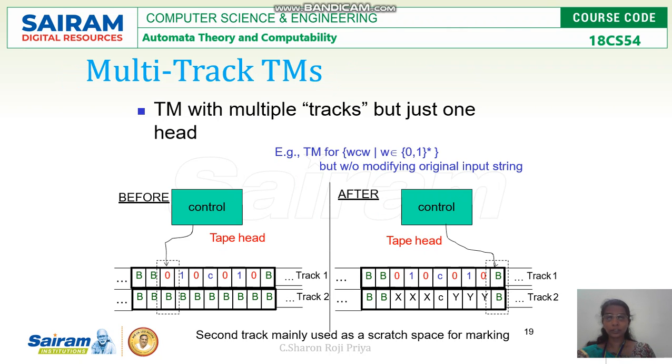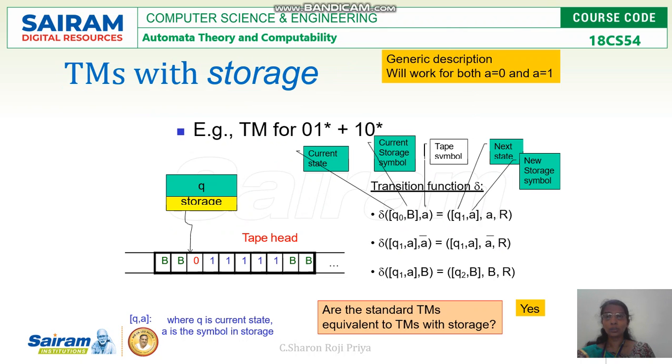So what we have learned in this video is TM constructions. Here we can construct a Turing machine with storage, or we can construct a Turing machine with n number of tracks, that is, a multi-track Turing machine. And in the next video, we will discuss variants of Turing machine. Thank you.